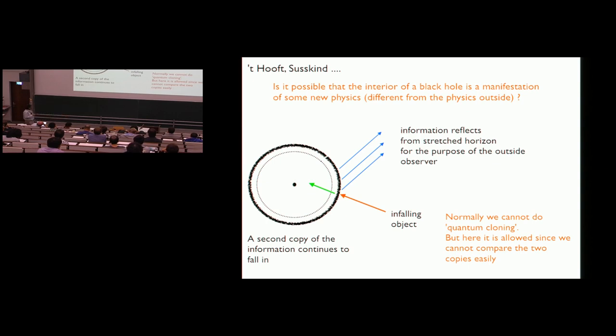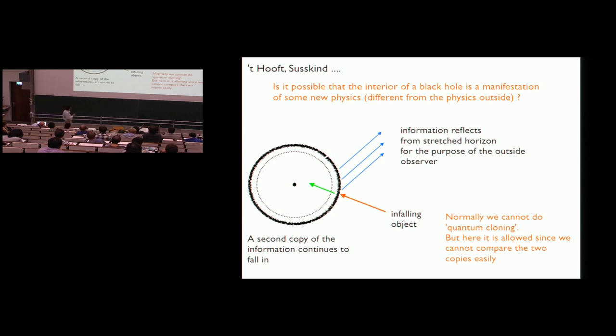Well, normally you cannot duplicate things. This is called quantum cloning, and we know by quantum linearity that's not possible. But in this case, they conjectured that maybe this could be allowed, because if you actually make two copies, one inside, one outside, it's hard to compare them. If something is inside and outside, how do you take it out to actually compare? You can jump in and compare, but you don't have enough time to compare. And so they made lots of arguments to say that maybe you can't compare.